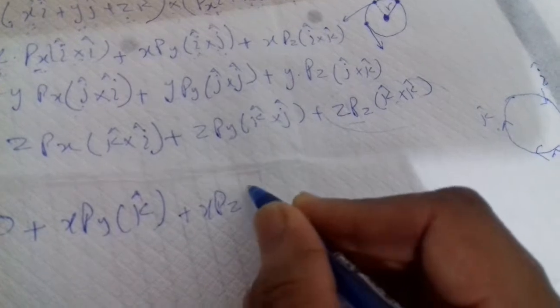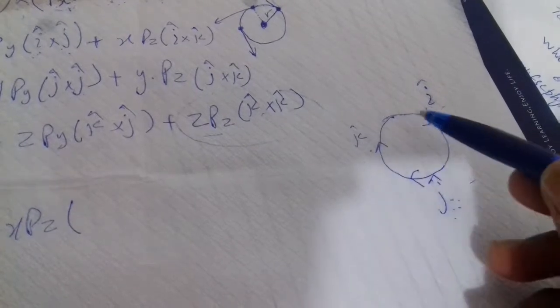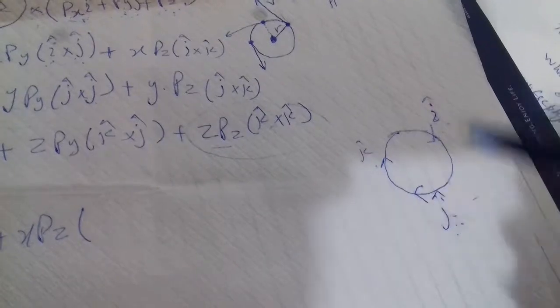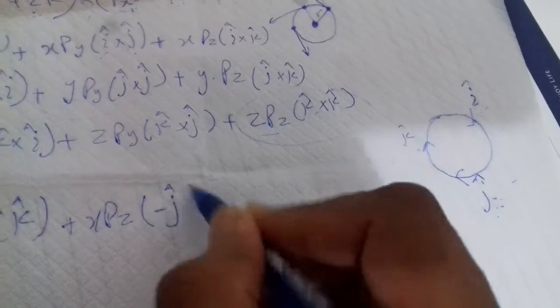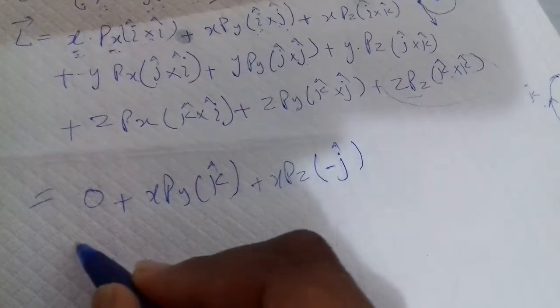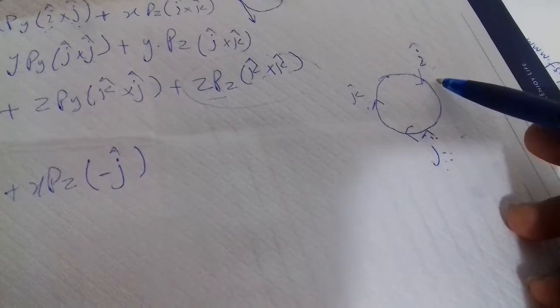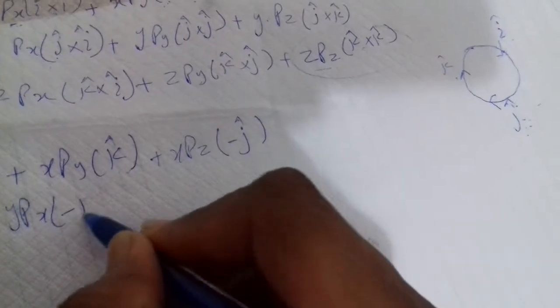Okay, the next term, x pz, sorry, I cross k. Now check here, I cross k, it is anti-clockwise. This is the clockwise order, and this is the anti-clockwise order. I cross k is equal to j, but because this is anti-cyclic, j will be negative, minus j hat. Now this one, plus y px, j cross I. j cross I, because it is anti-cyclic, k will be negative, minus k hat.